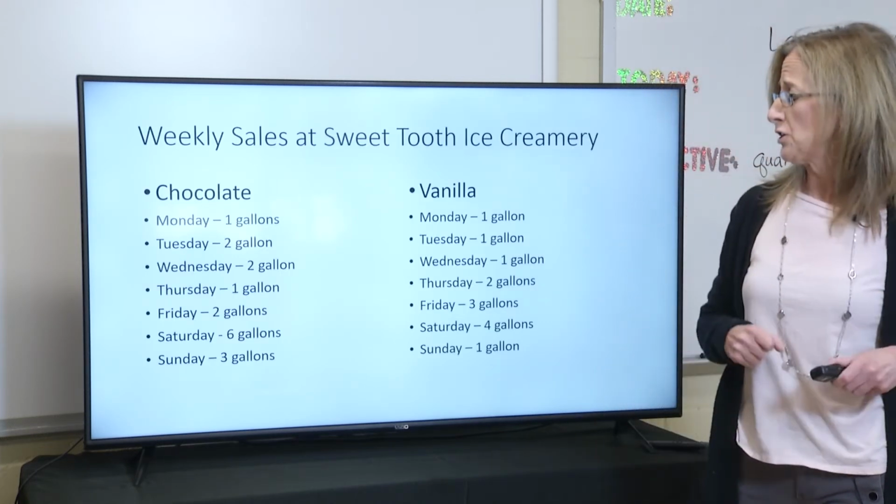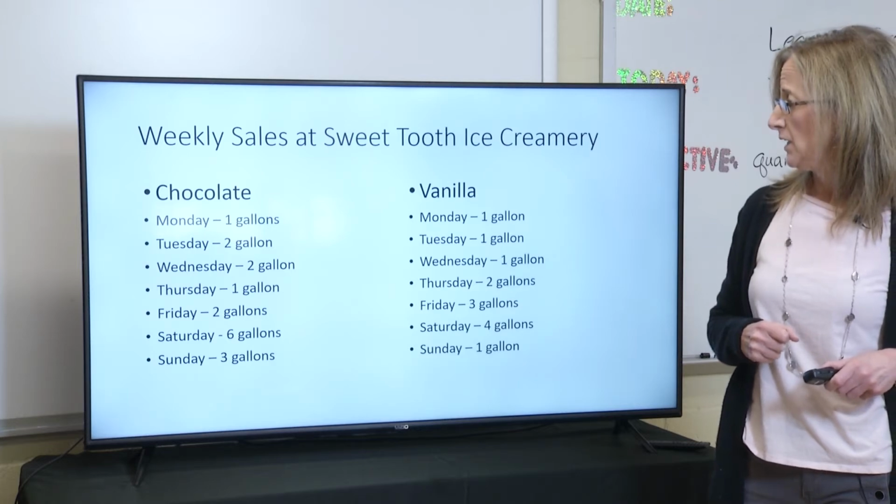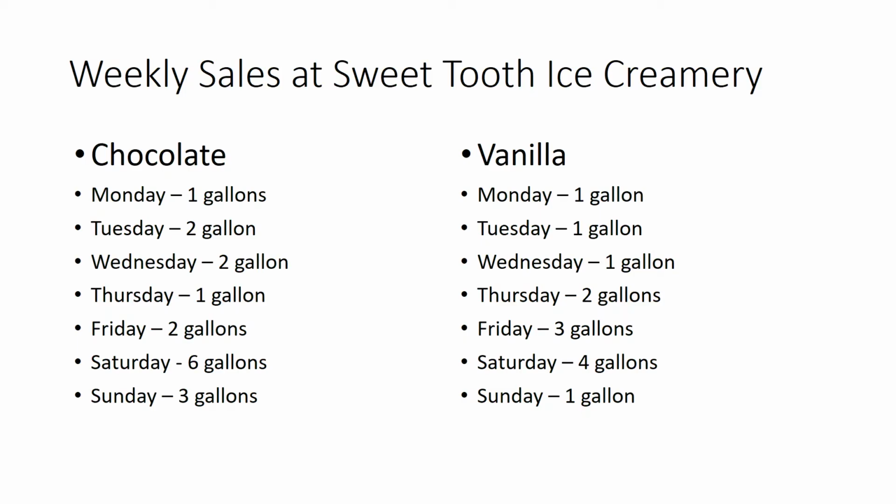So what we're going to do right now is we are going to compare some data, 2 different types of data. And I've gathered some data on my own. I went out to the Sweet Tooth Ice Creamery, okay? And I questioned them and I said, how many gallons of chocolate ice cream do you sell a week? And how many gallons of vanilla ice cream do you sell a week? And why would it be beneficial for them to know this?